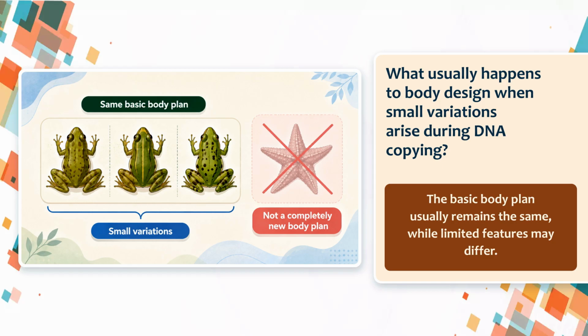What usually happens to body design when small variations arise during DNA copying? The main group makes the distinction clear. The basic body plan usually remains the same, while limited features may differ. The shared body outline remains even though some details differ. Next, we will see why existing variation can matter when the environment changes.